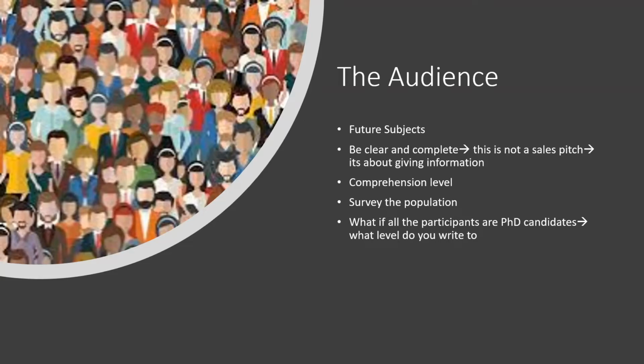If you're doing this study at the UCI PhD School of Psychology, you're dealing with a different comprehension level, right? So you need to be aware of what the comprehension level is of the group of people that will be reading this document and going through the consent process. Okay.